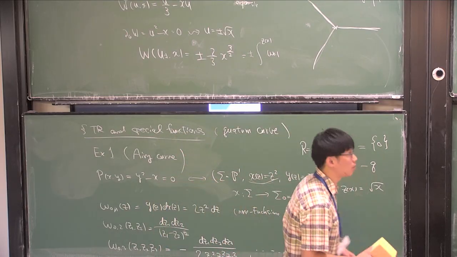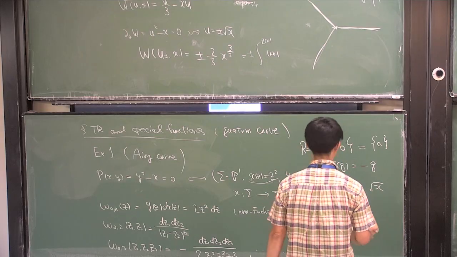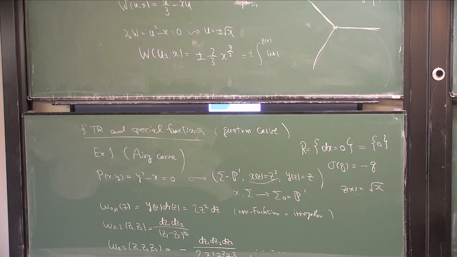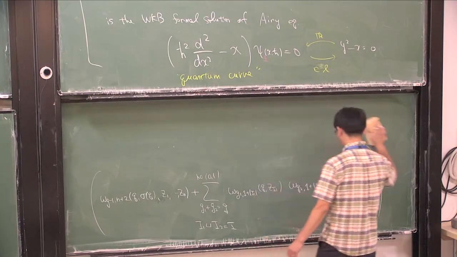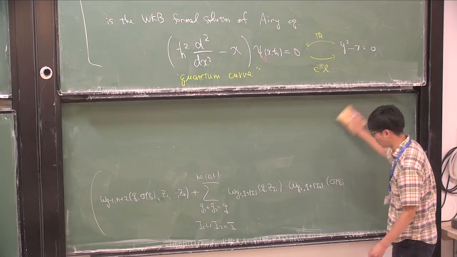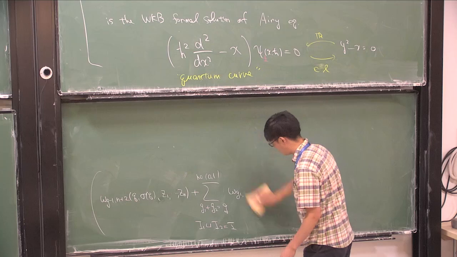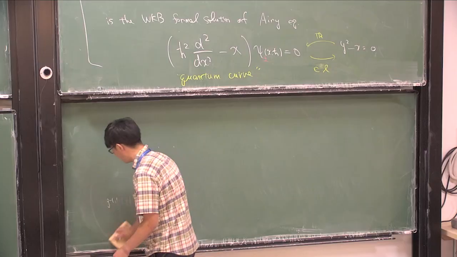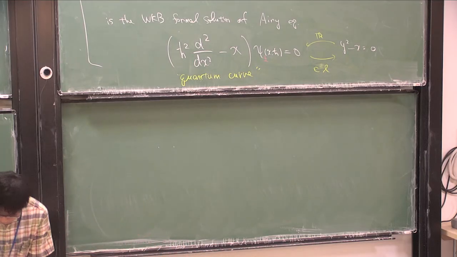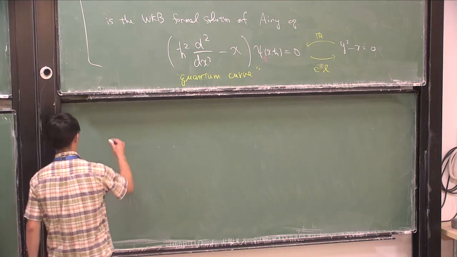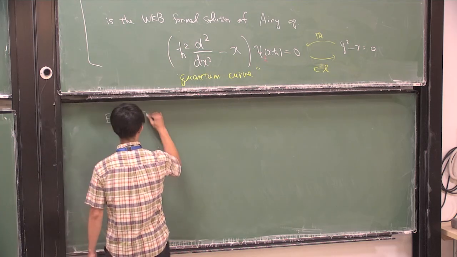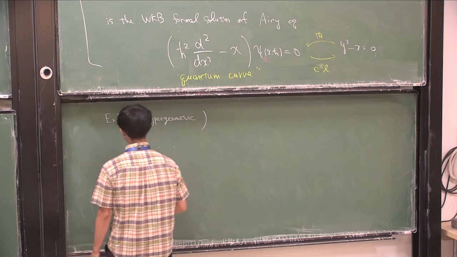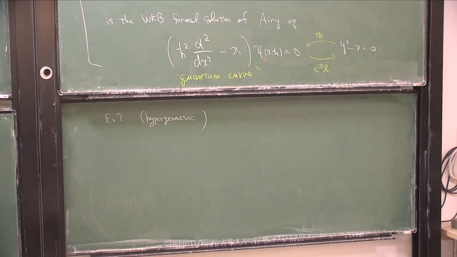Okay, then let me move on to the next example. Actually, I have written down the point, but I will not use this anymore. The next example, I'm not sure if I have time, but let me try. The next example is hypergeometry, or the classical limit of the hypergeometric spectral curve.